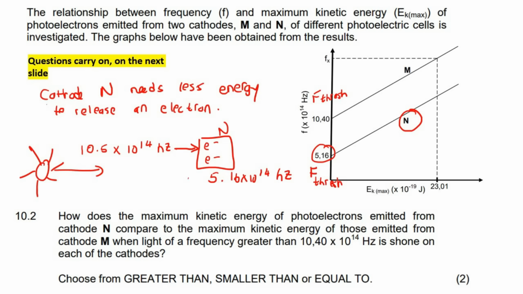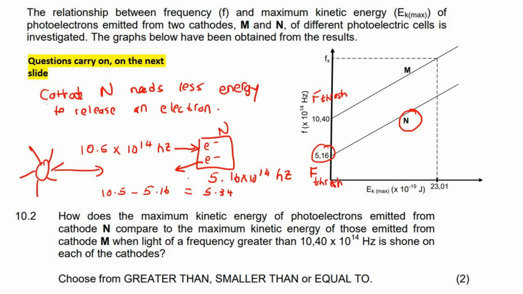Well, the leftover would be 10.5 times 10 to the 14. I'm just going to say 10.5 minus 5.16. You guys know what I mean, right? If you had to work that out, you get 5.34. And remember that 5.34 is the leftover energy that will be the kinetic energy of those electrons, because those electrons are going to move away and they're going to have kinetic energy. And that kinetic energy is going to be the 5.34.